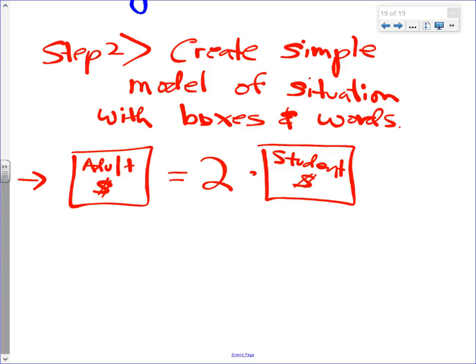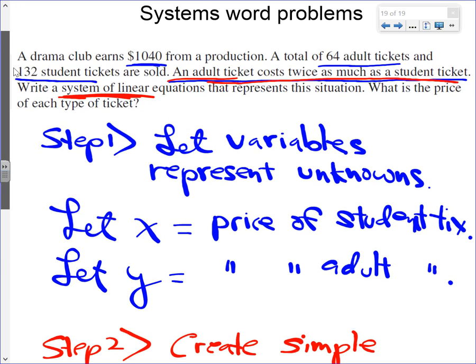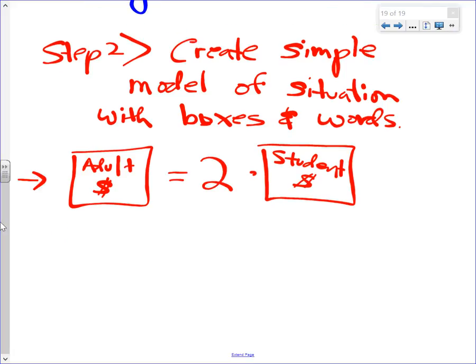Well, whether it should be or not, that's a different question. All I'm saying is if adult tickets are twice the student price, then this has got to be true. You take 2 times the student price, and that'll equal the adult price. There's your first equation right there of the system. And look at the second equation. Watch this.